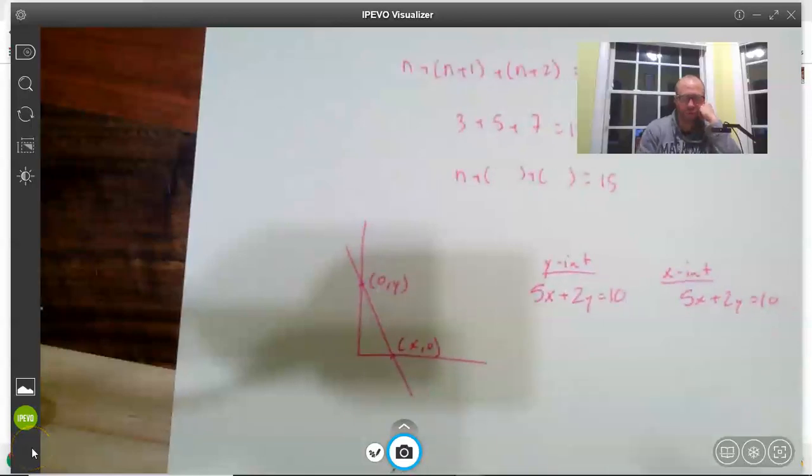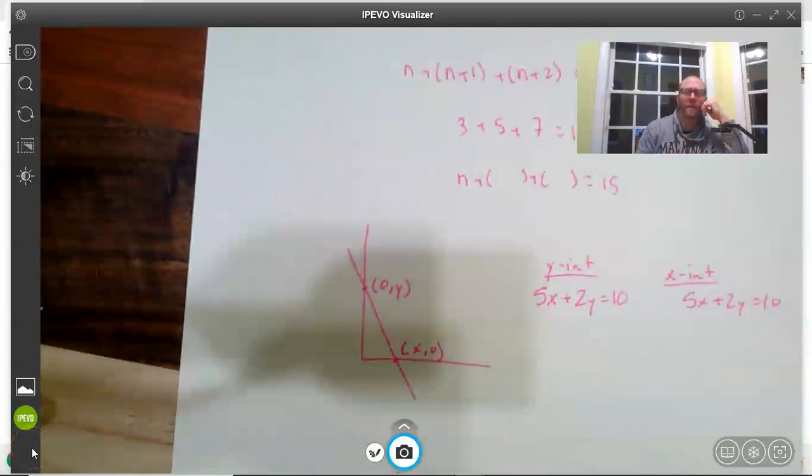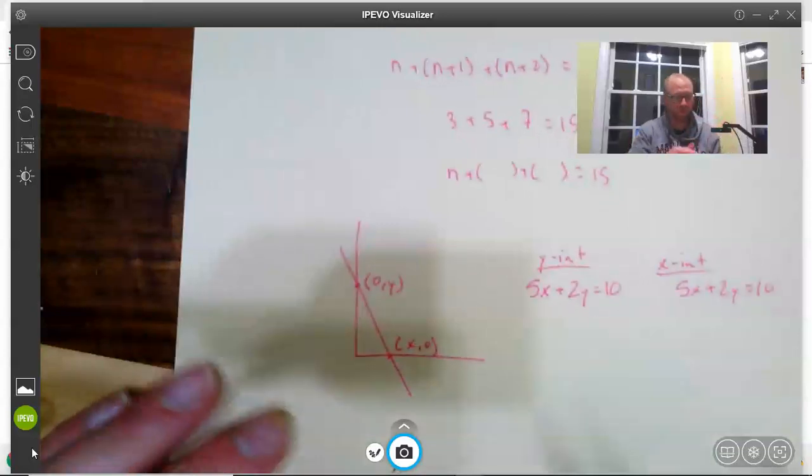All right, we're given an equation in what's called standard form. It's when the x and the y are both on the same side of the equal sign, and we're asked to find its x and y intercept. Now, think about what the x and y intercept are.